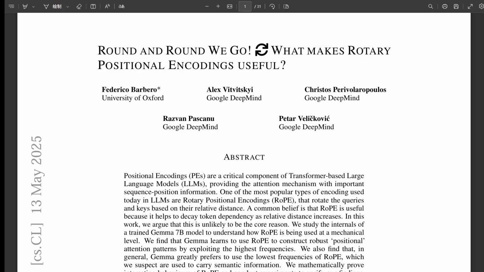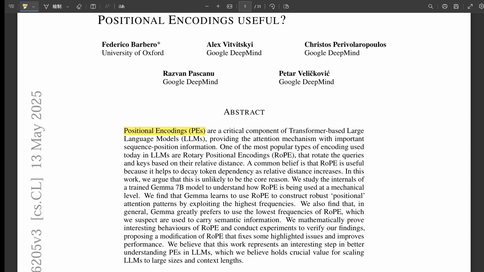Today we're jumping into something pretty fundamental for large language models, positional encodings. And we're focusing specifically on rotary positional encodings, RoPE. Yeah, RoPE, it's everywhere now, isn't it? Llama 3, Gemma. Exactly. So understanding it feels crucial, but we've been digging into this recent paper and it really challenges some common ideas about how it actually works inside these models.